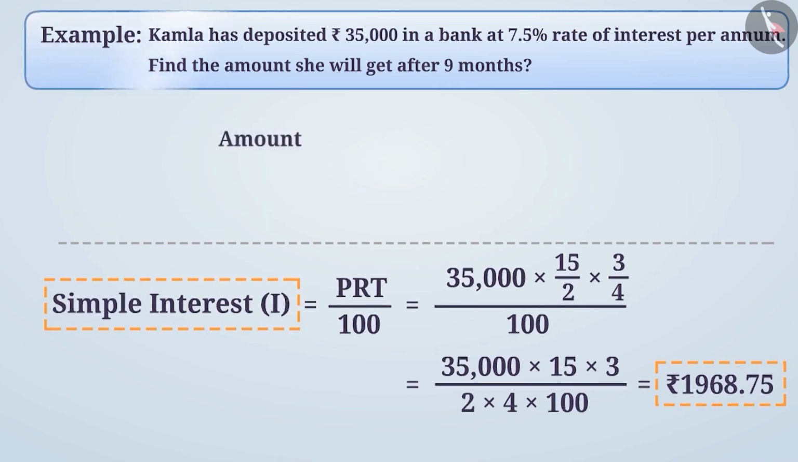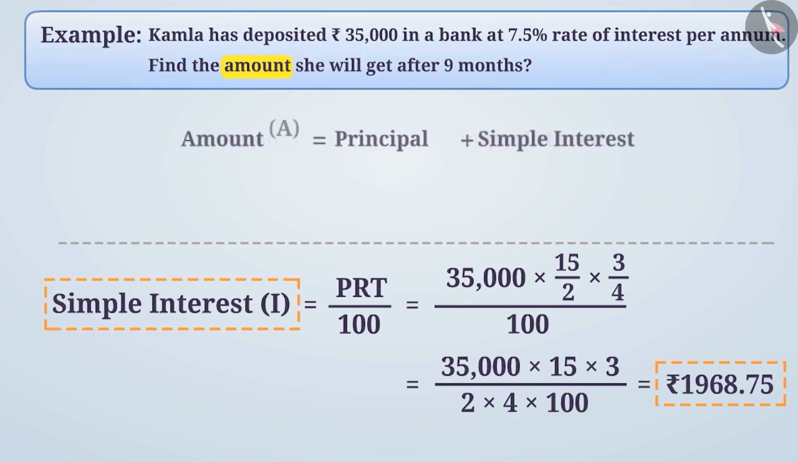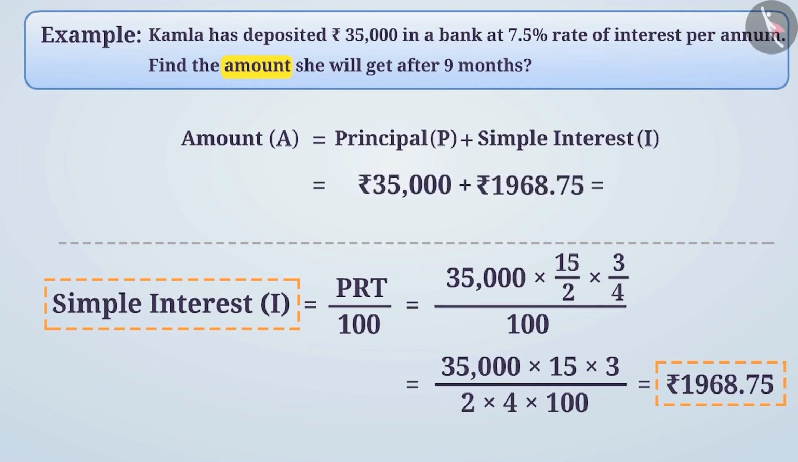So the amount is equal to principal plus interest. That is, A is equal to P plus I. A is equal to Rs 35,000 plus Rs 1,968.75, which is equal to rupees 36,968.75. Thus, after 9 months, Kamala will get rupees 36,968.75 as the amount.